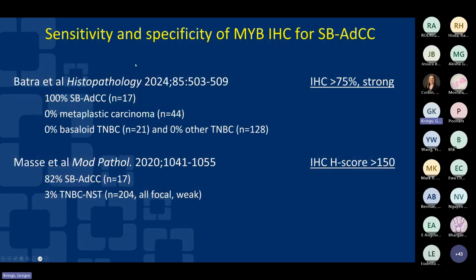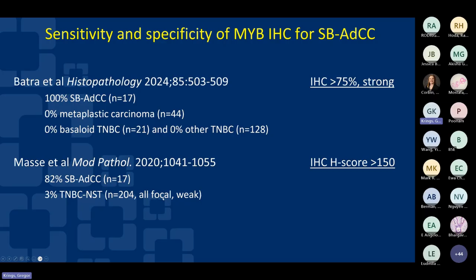This has also been shown by a number of other groups. Batra et al. most recently looked at a series of 17 solid basaloid adenoid cystic carcinomas using a cutoff of 75% positive staining, which was strong. All of their tumors were positive, and importantly, in terms of specificity, no metaplastic carcinomas and no other triple-negative breast cancers were positive. A slightly older study by Massa et al. from 2020 using an IHC H-score methodology of at least 150 found 82% of their solid basaloid adenoid cystic carcinomas to be positive. And they did have some triple-negative breast cancers that were positive, but these all showed focal weak staining.